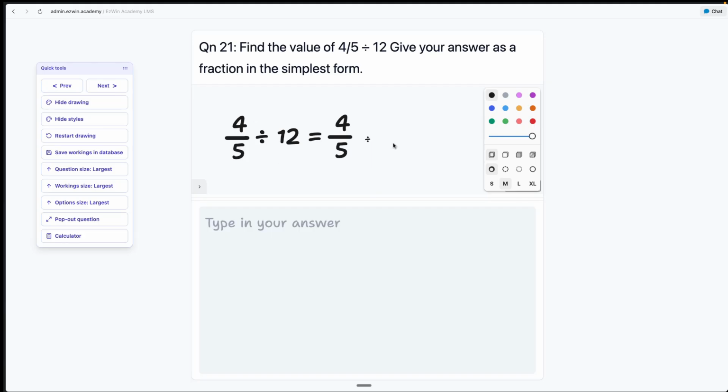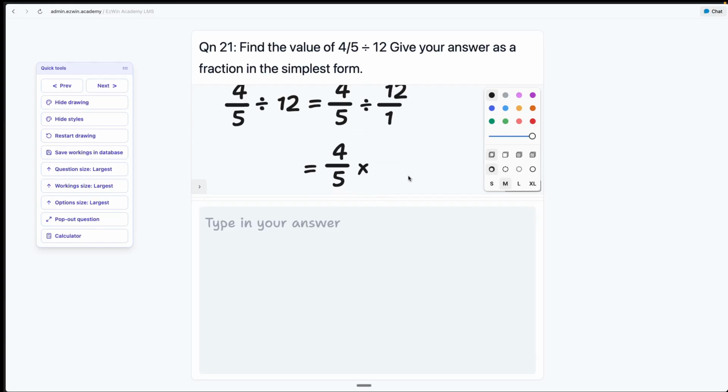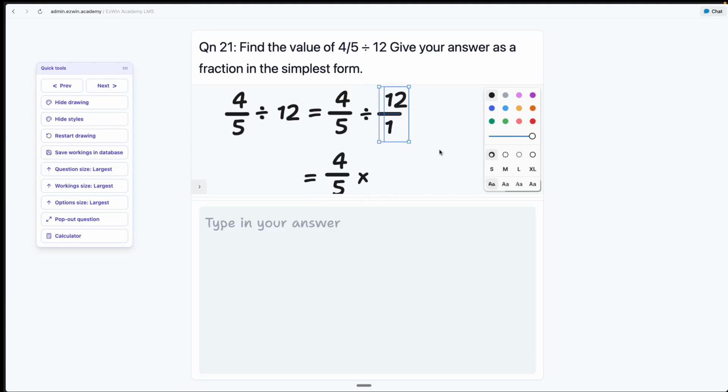So essentially, this divided by 12, right? If I were to just copy and paste it over here. We need to make sure that all whole numbers are fractions as well. So that means this 12 will be 12 out of 1. Then after that, we can do the necessary changes. So instead of divide, we have 4 out of 5 times, like what I mentioned earlier. So we just put times. And then we need to flip 12 out of 1 to become 1 out of 12. That's what we see over here.